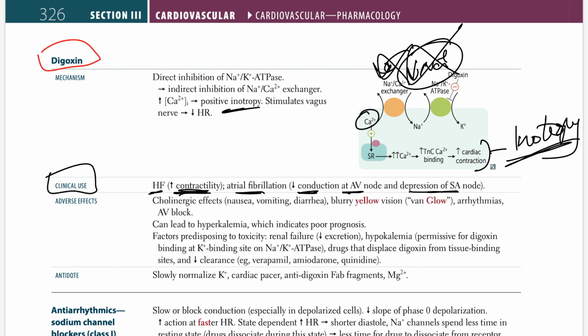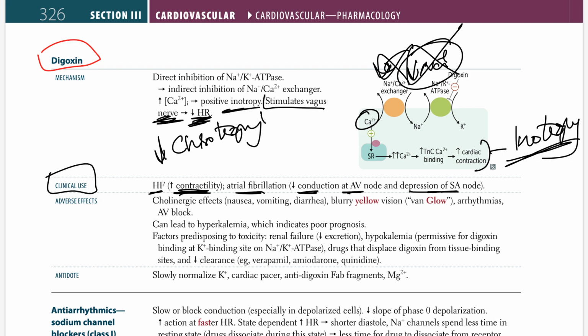But the thing is, we haven't talked about this, right? If you look here, we said it stimulates the vagus nerve. It stimulates the vagus nerve, and that vagus nerve is going to decrease the heart rate. Okay, so when you decrease the heart rate, it's called a chronotropic effect, a decrease in chronotropy.